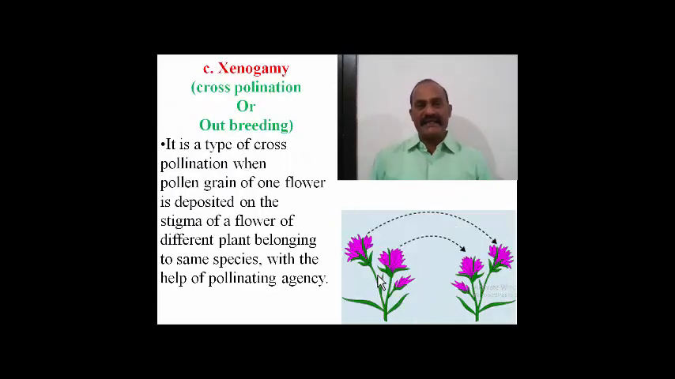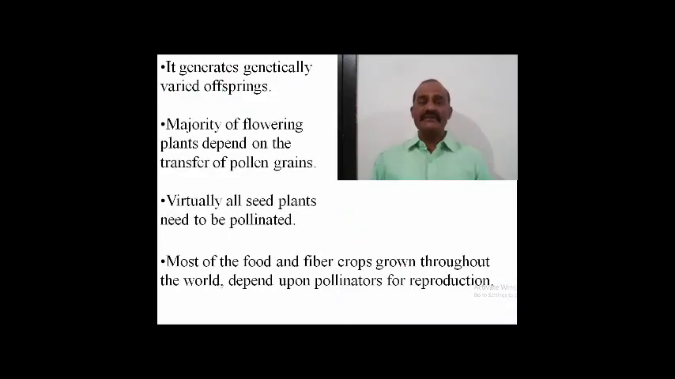Xenogamy is the third type. Many times it is considered equivalent to cross-pollination, or we can call it outbreeding. It is a type of cross-pollination when pollen grains of one flower are deposited on the stigma of a flower of a different plant belonging to the same species. With the help of some pollinating agencies, compulsorily two different plants, or the flowers present on two different plants, are considered here. It is responsible for producing genetically different varieties or varied offspring, as the exchange of genetic material is occurring here.